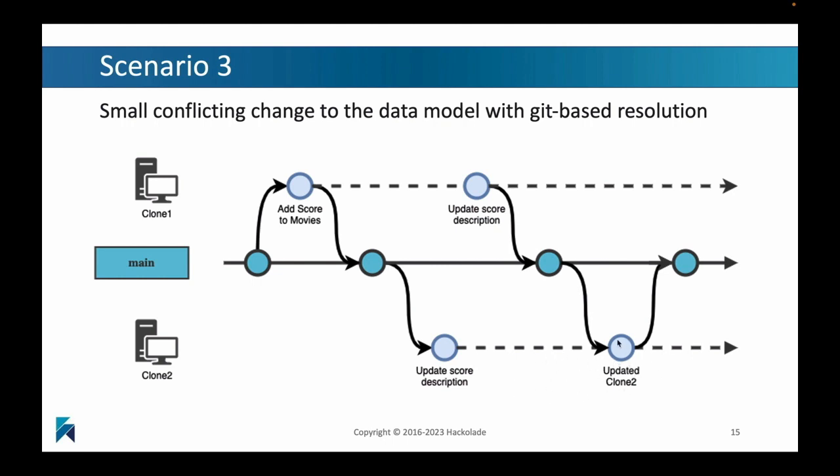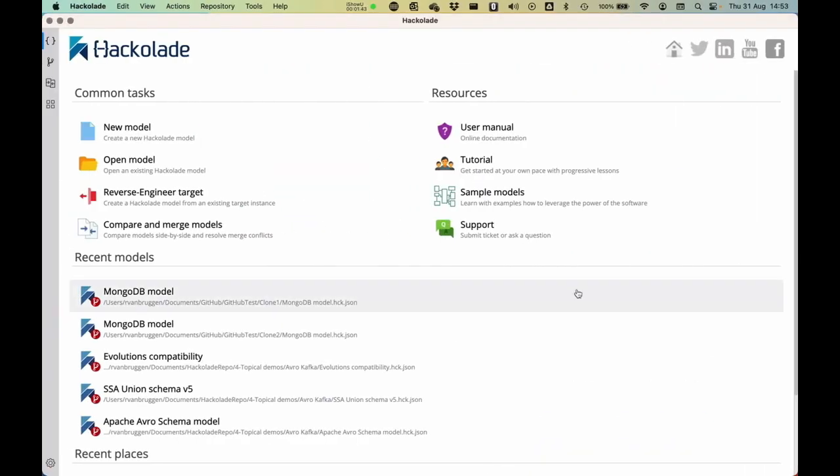So when they commit that and want to do an update, they will need to first pull from the remote into the clone before they can push that back into the remote. And that's when there will be a conflict, because there's been an update over here to the score description and an update over there to the score description that we will need to resolve. So that's what we're doing. So let's switch over here.